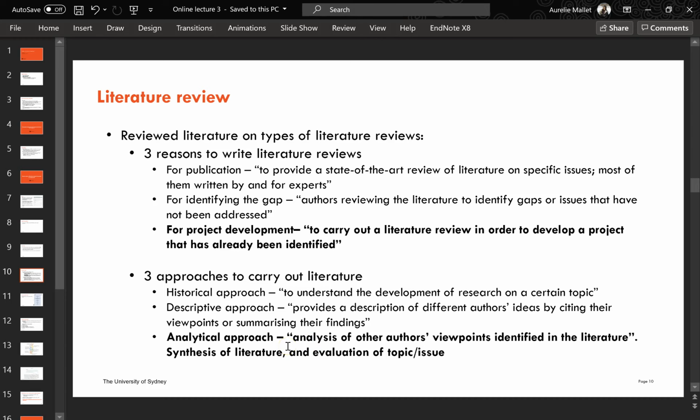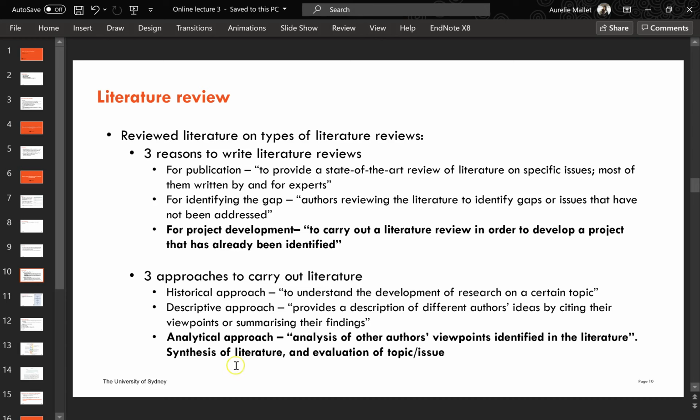Then there's a third approach to carrying out a literature review, which is the analytical approach. So it's analysis of other authors' viewpoints identified in the literature. Essentially this is a synthesis of the literature, and you provide an evaluation in relation to the topic of the issue. So it's not just about providing a description of what the different authors think about a particular topic, but you have to synthesize the literature and also provide an evaluation.